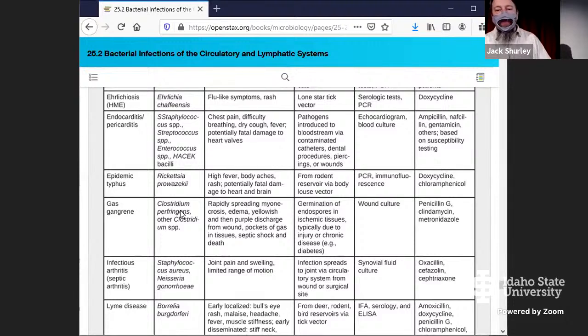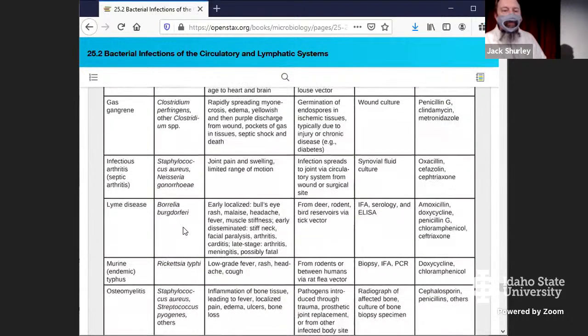The gangrene, Clostridium perfringens. There's some other Clostridia that can do that as well, but perfringens is one of the main culprits with it. And we saw an image with that individual up on their arm. So rapidly spreading necrotic tissue and possibly treated with some antimicrobials.